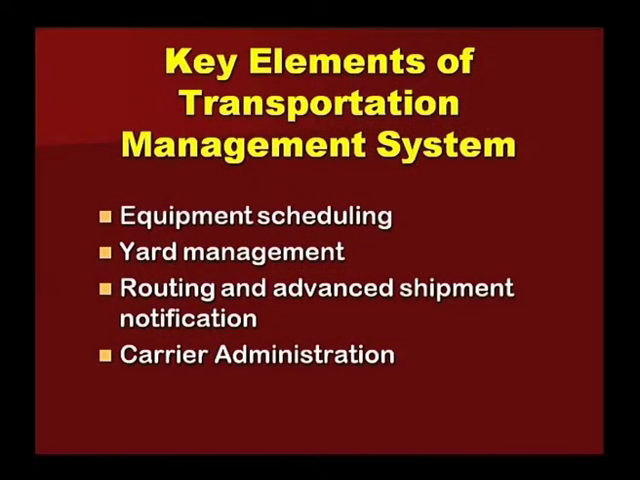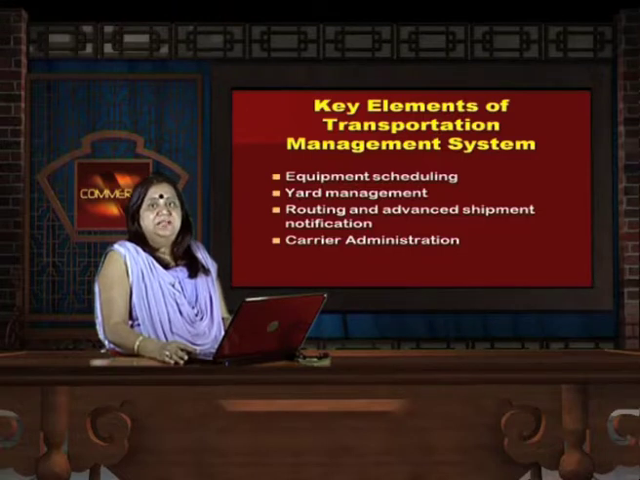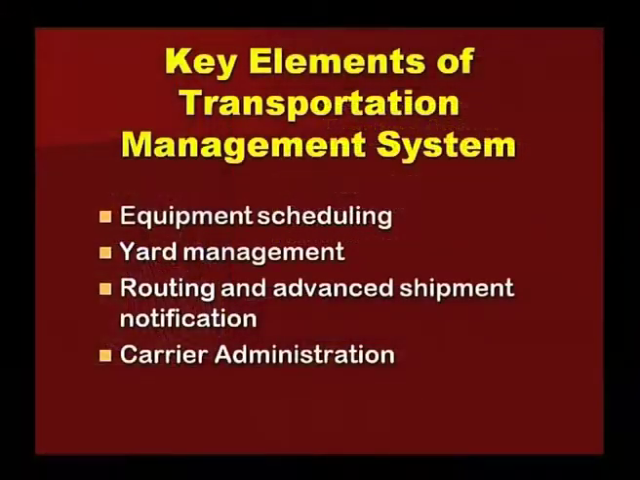The key elements of a transportation management system relate to equipment scheduling, yard management, routing and advance shipment notification, and carrier administration. So, this is a big industry. Transportation involves a lot of investment and a lot of stakeholders who are involved in this business. They try to equip their transportation carriers and schedule them, so that the delivery relates to the timely needs of the manufacturer, and yard management relates to the loading capacity of the carriers.